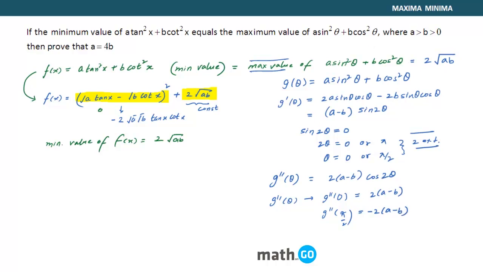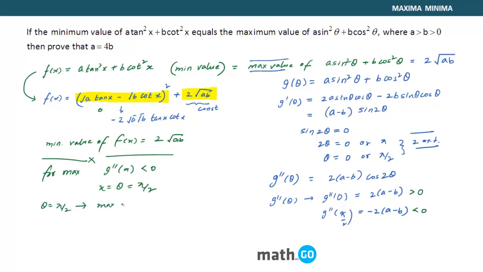Now let me ask you, which one of them is for maximum? What you will get? Double derivative should be negative. So let's see the sign of the double derivative. It is given that a is greater than b, so that means this is positive, and this quantity will become negative. So for maximum, yes, we need that the double derivative at alpha should be less than 0, and this is happening for theta is equal to pi by 2. So theta is equal to pi by 2 will give you the maximum value of g theta function.